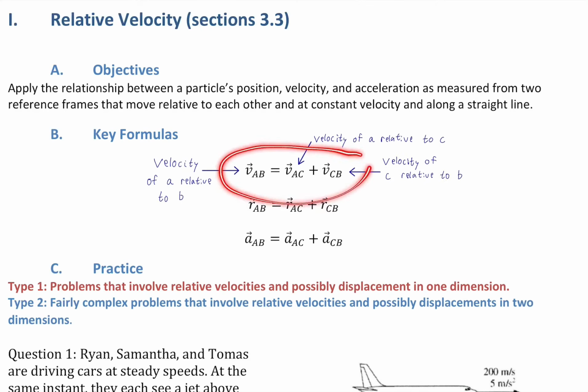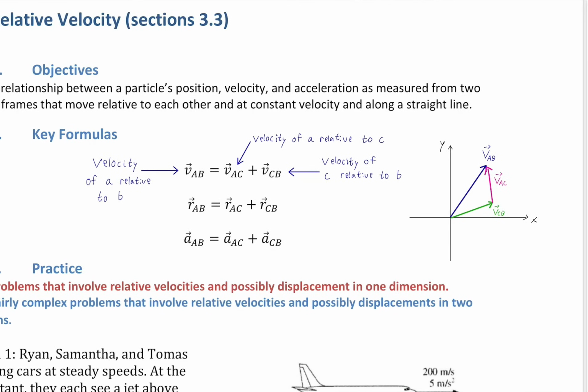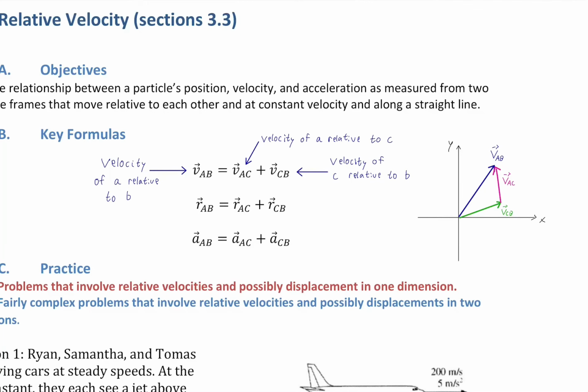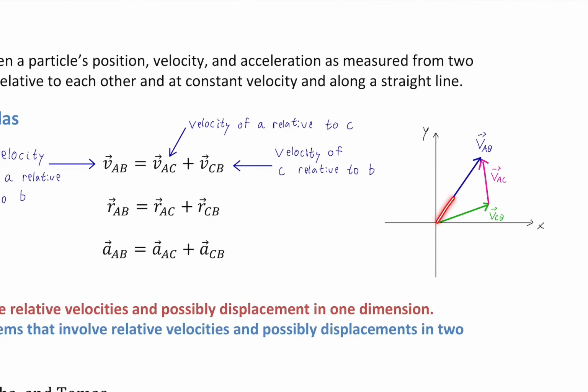Now, the idea is that this is a true equation: A relative to B is equal to the sum of A relative to C plus C relative to B. Why is that? Let's see. Here's a picture. V_AB is playing the role of the resultant. It's this blue arrow here, and then V_CB is this one, and the pink one is V_AC.